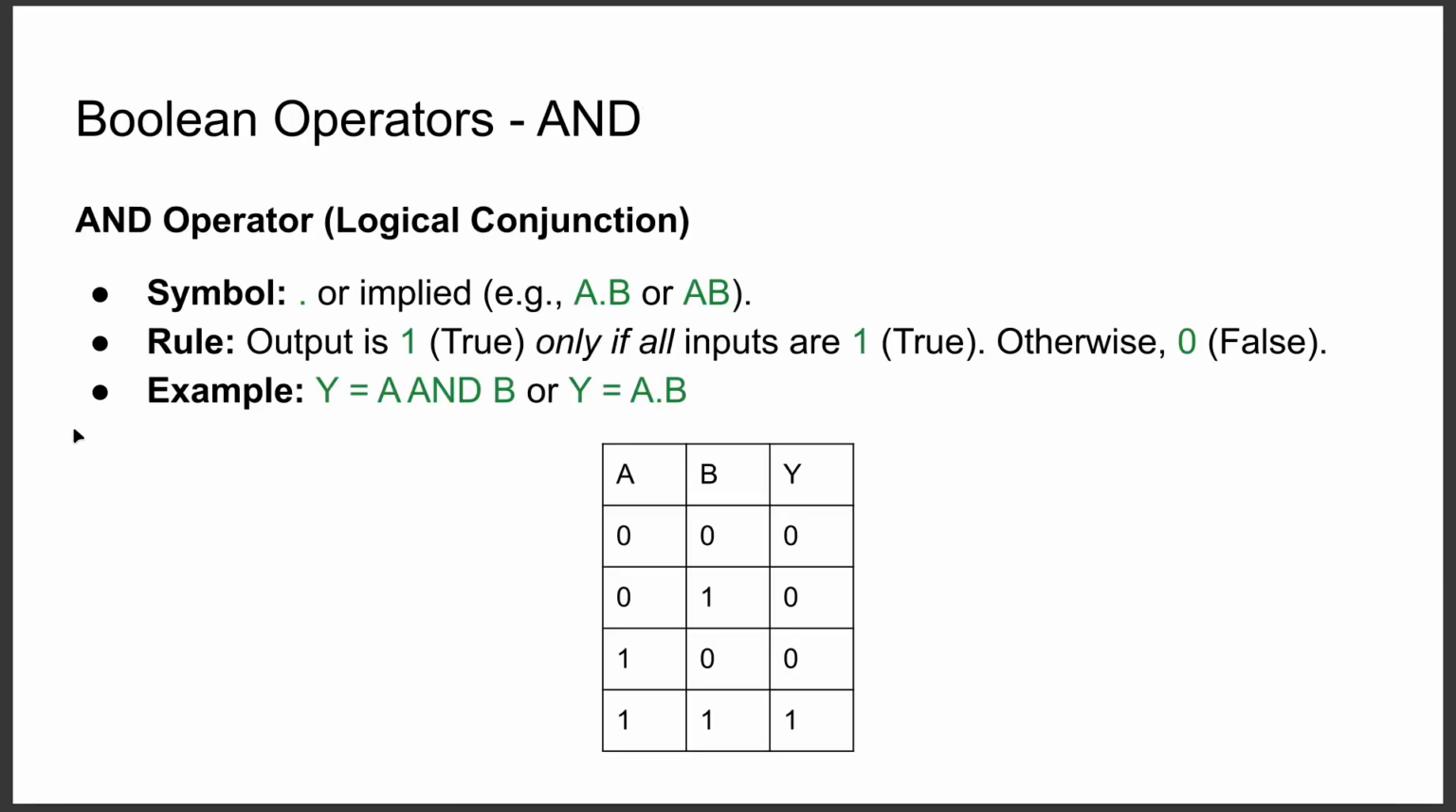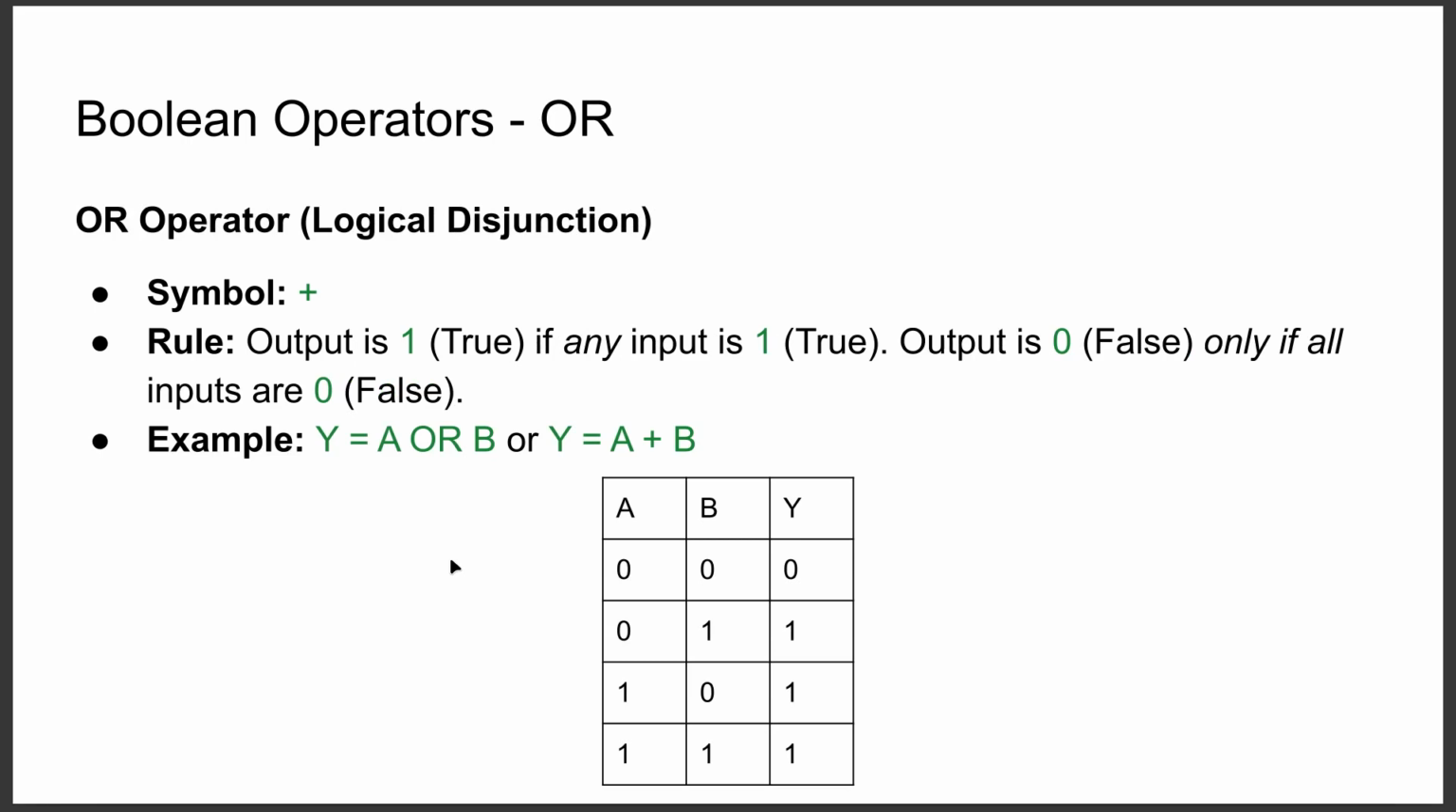Boolean operators: AND. This will be a bit of a review from my last video. The AND operator's symbol is a dot or implied, either A dot B or just AB. Its output is 1 or true only if all inputs are 1, otherwise 0. Example: Y equals A and B, or Y is equal to A dot B. And here you can see the truth table.